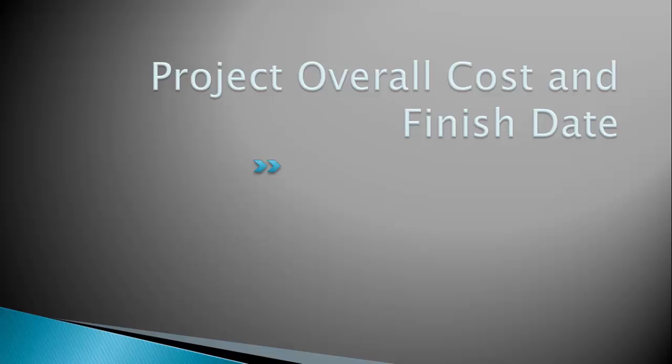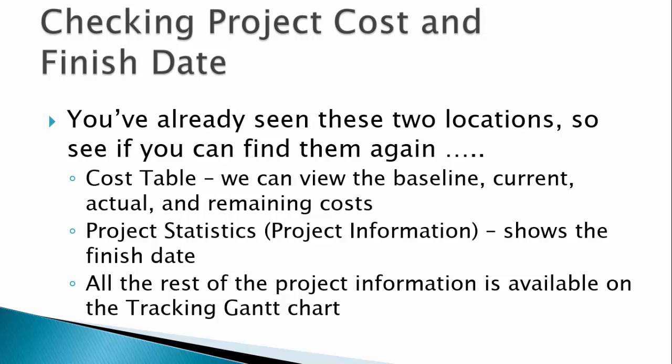In this segment, we're going to wrap up by looking at our overall project cost and finish date. We've already seen multiple locations where you can check overall project costs. The cost table and the project statistics pop up. Project statistics and the tracking Gantt chart also show the project finish date. See the project summary task. All the rest of the status information about your project is available in the various tables and views we've already examined.